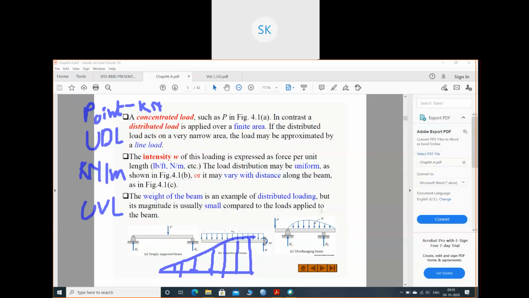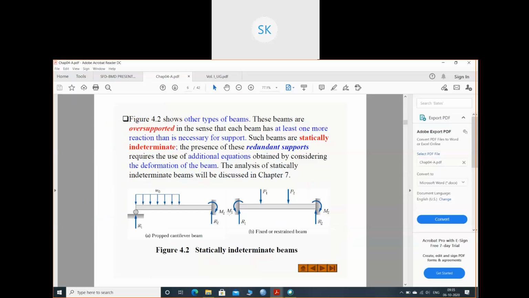So got it? We got point load, UDL, UVL. So this is the prop cantilever. One part is cantilever, another one is supported at a roller support. So this one will be called a prop cantilever. And see, UVL is applied over a certain section. This is the fixed beam. Both ends are fixed, and it is having some point load. So you can get any situation. So you should know what type of beam it is and what type of load is acting on that beam.